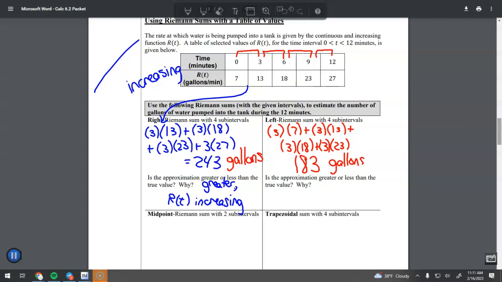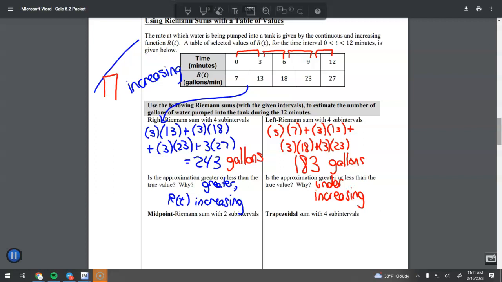And then if we're on the left-hand side, over or under? Well, if the function's increasing, the function's going to be lower on the left-hand side than it is on the right-hand side. So when I go to do my rectangle, it's going to go underneath. So it's under, and again, because the function is increasing. Question on that part with the tables?